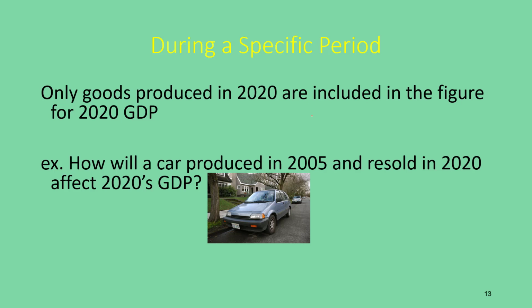So if the seller fixes it up in 2020, and fixing it up allows them to sell it for more money, then the increased value of that car would be included in 2020's GDP.